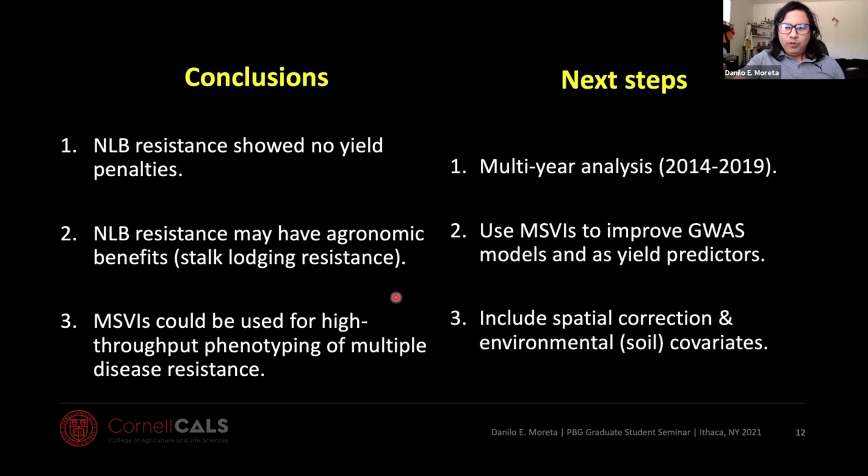Some of my future undertakings will include the multi-year analysis of the G2F hybrids and using the vegetation indices to improve the GWAS models and also as yield predictors to study NLB trade-offs more accurately. I will also include a spatial correction and environmental covariates in my statistical models because the inoculated and uninoculated trials are located in distant fields in the same farm.